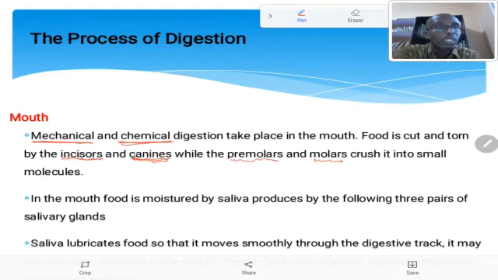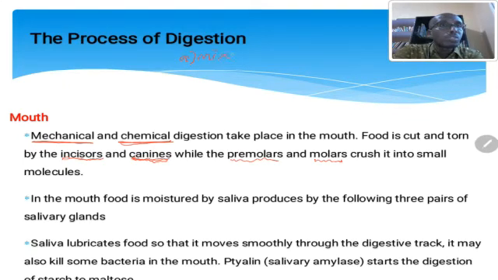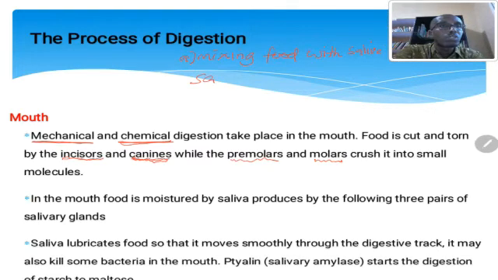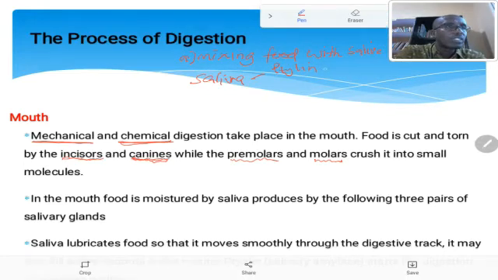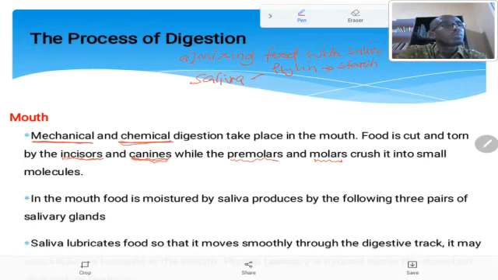If you make it a summary, in the mouth only two functions take place. Number one, mixing food with saliva. The saliva is produced by the salivary glands. This saliva contains three things. Number one, an enzyme called ptyalin or amylase, which breaks down starch, or which starts the digestion of carbohydrates.